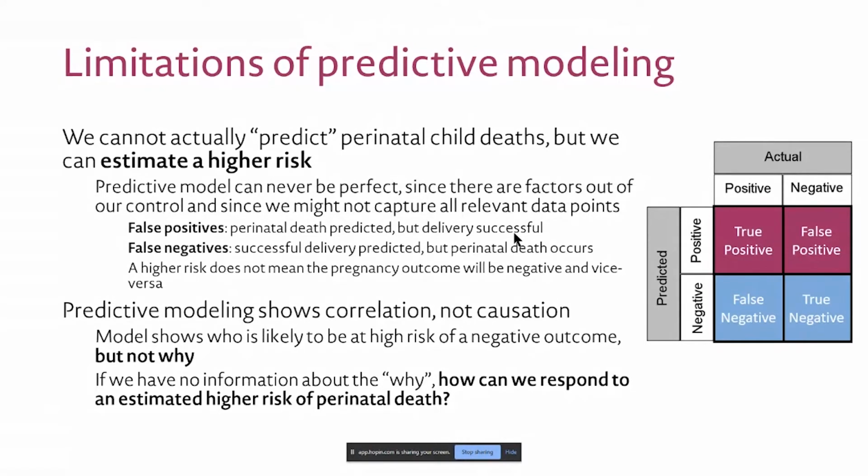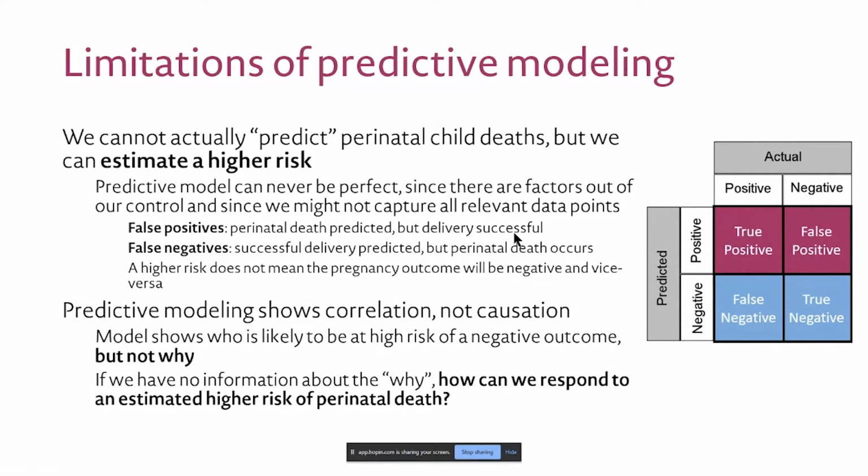And furthermore, a higher risk does not necessarily mean that the pregnancy outcome will be negative or that the child death will occur, and vice versa. So this is one of the big limitations of predictive modeling, be that through machine learning or through traditional statistical methods. Another limitation is that machine learning shows correlation but not causation.